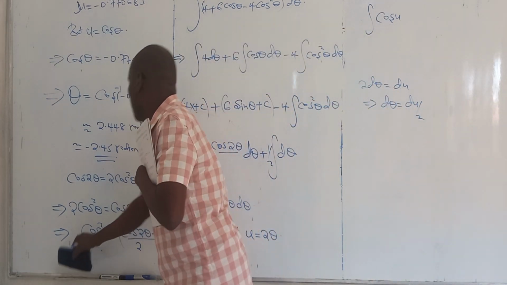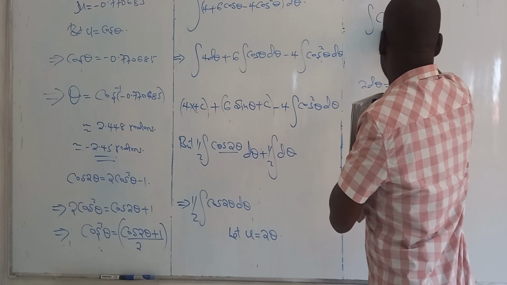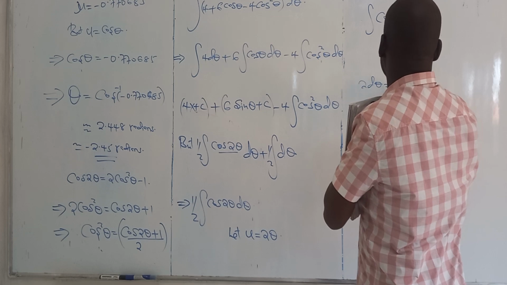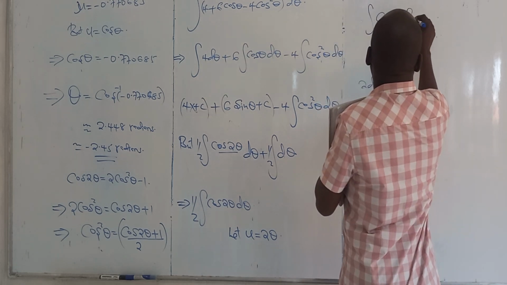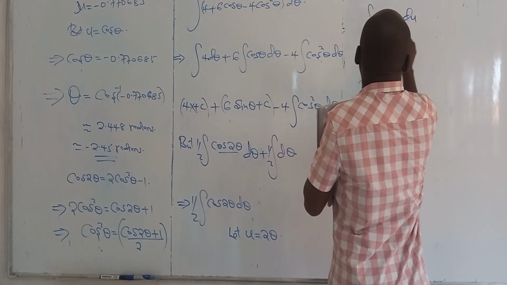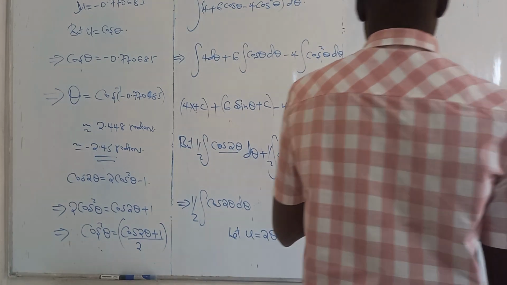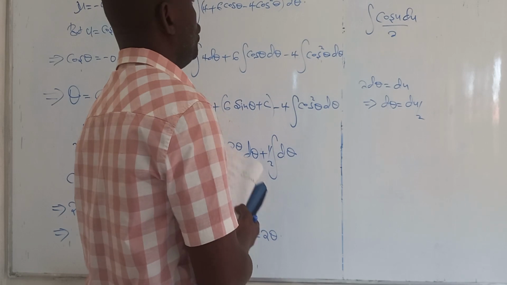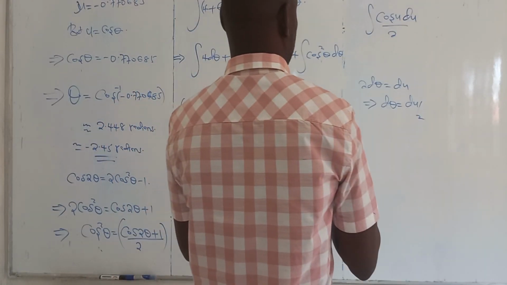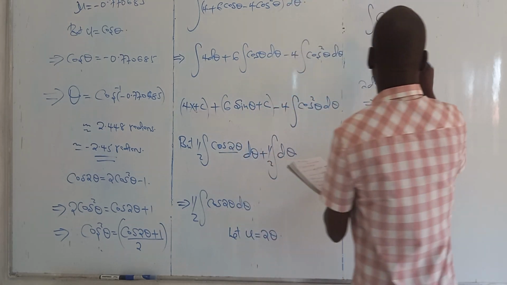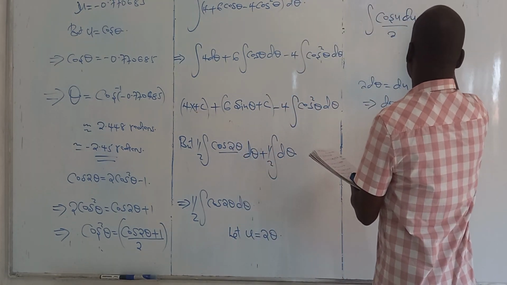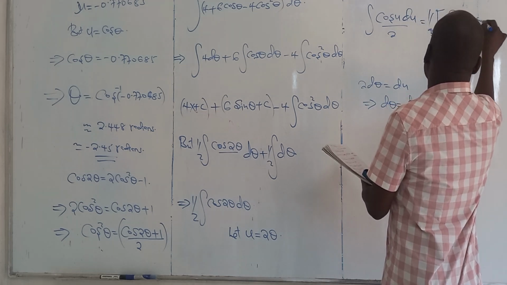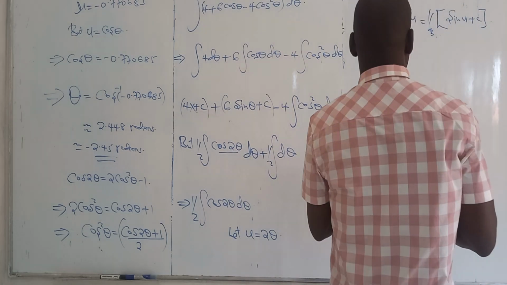So what I will have is that I already have cos u here, but where there was d theta, now I should write du over 2. So it's cos u du over 2, and this should give me half into sin of u plus c.